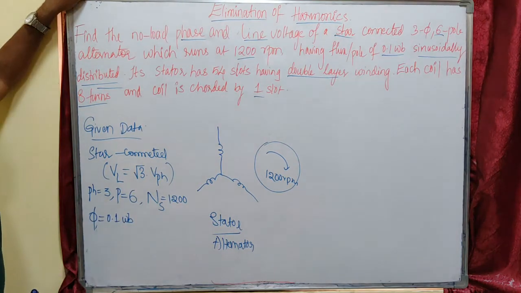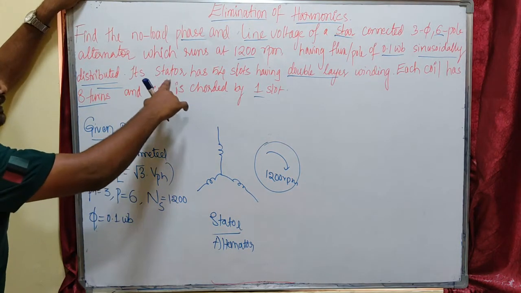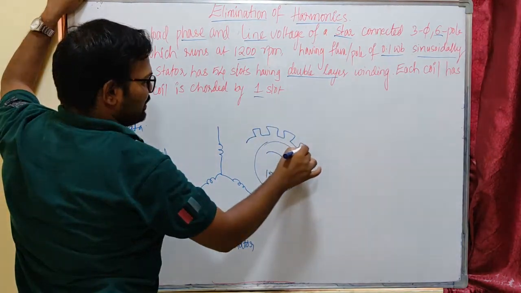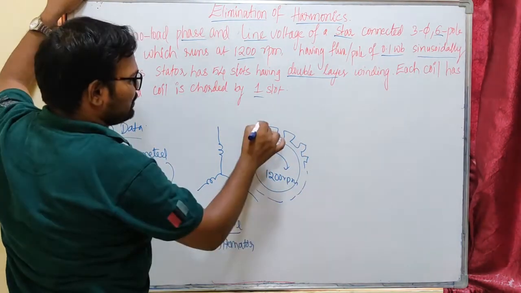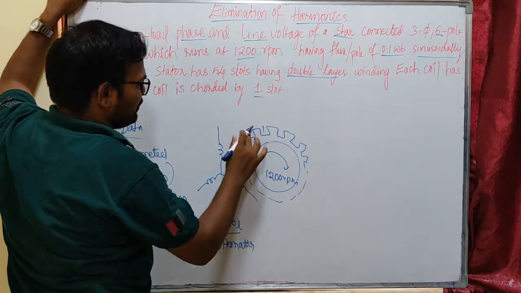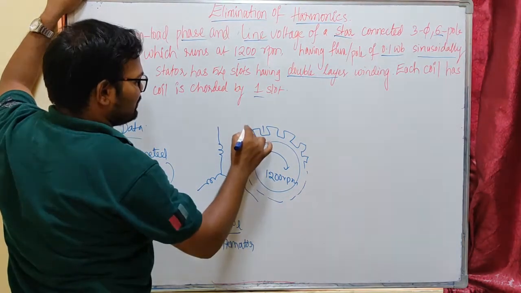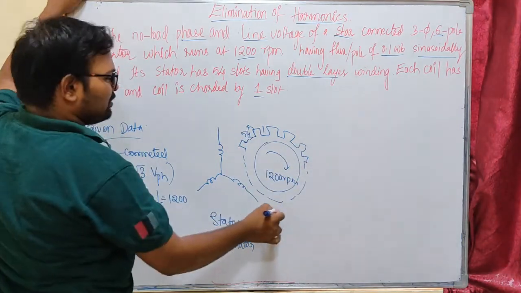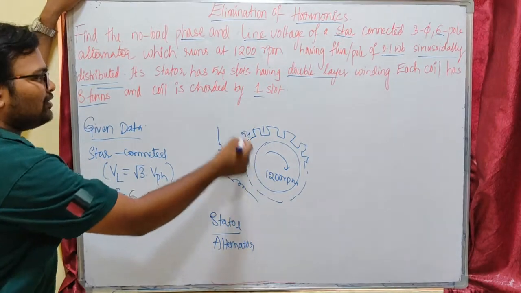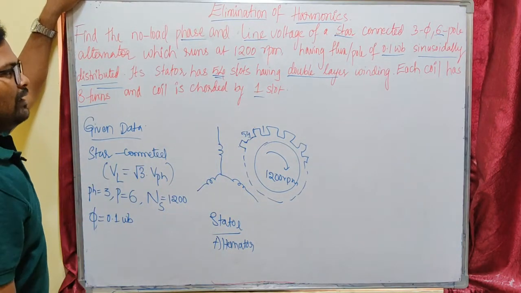Okay, and it has the stator. That means the stator is having this rotor. The stator is having slots like this. The number of slots, if this is the first slot, it has 54 slots. This is the 54th slot. So 1, 2, 3, 4, and so on, it will be up to 54 slots. The stator of the machine has 54 slots here, and having double layer winding.